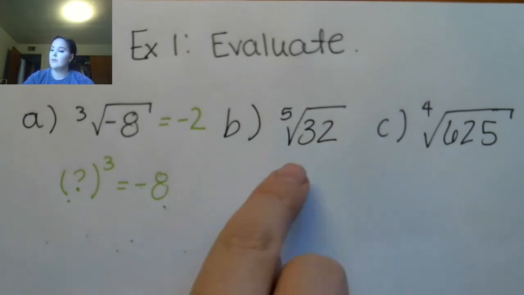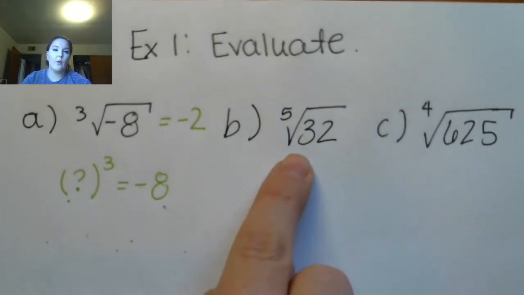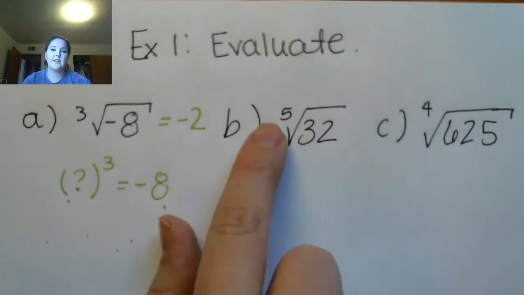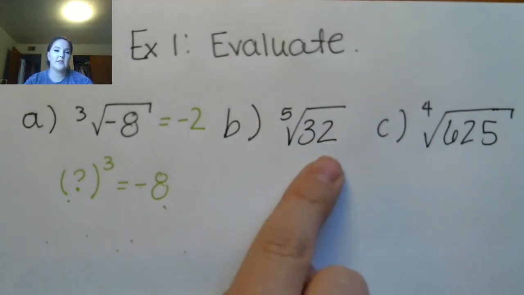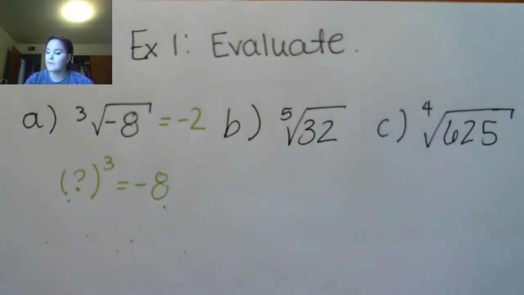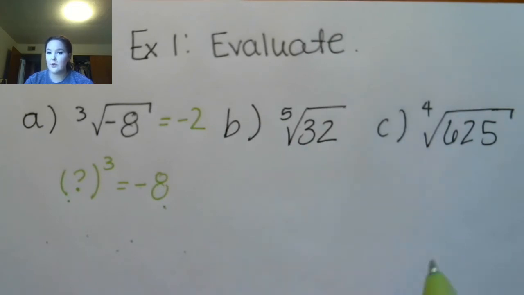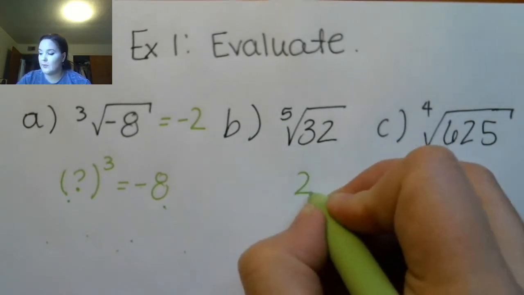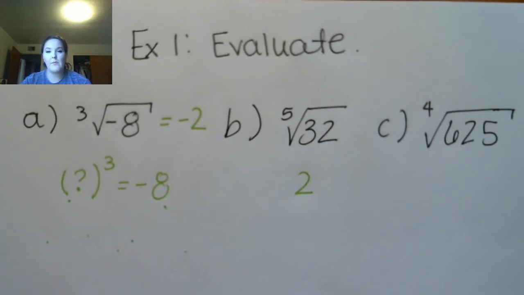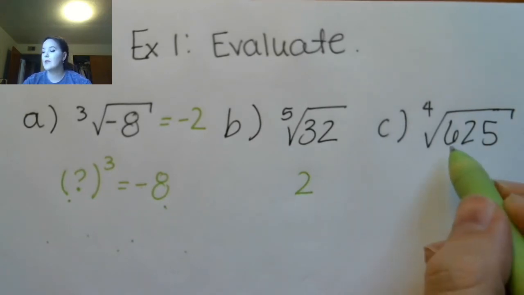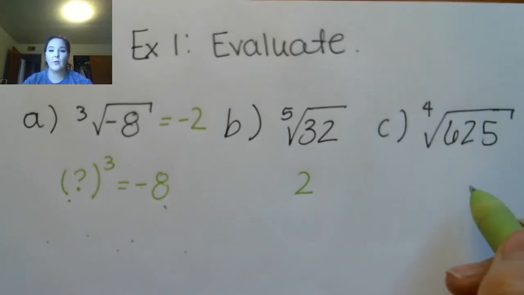Here we're asking ourselves what number times itself 5 times is going to be 32. So 2 times 2 times 2 times 2 times 2 is 32. So this answer would be 2. And then this is what number times itself 4 times would be 625.